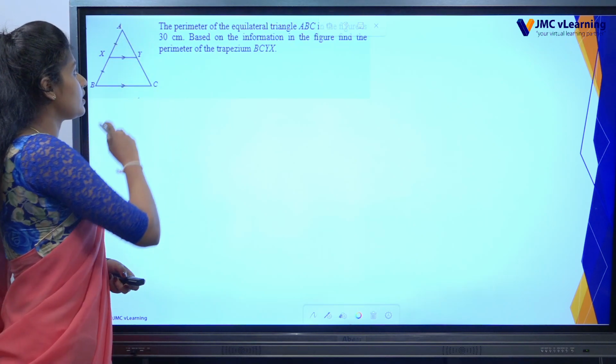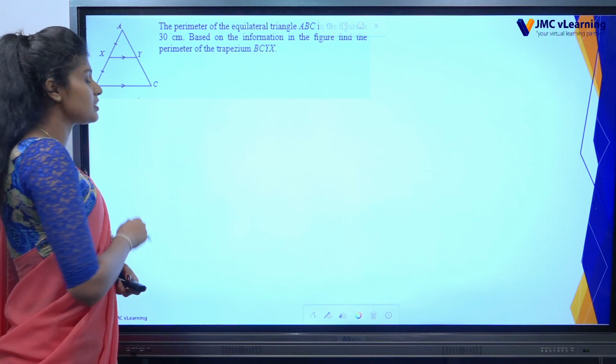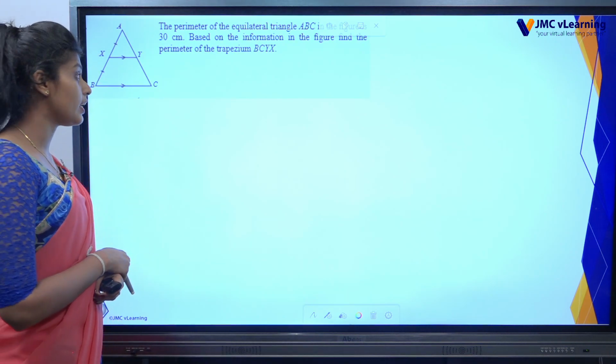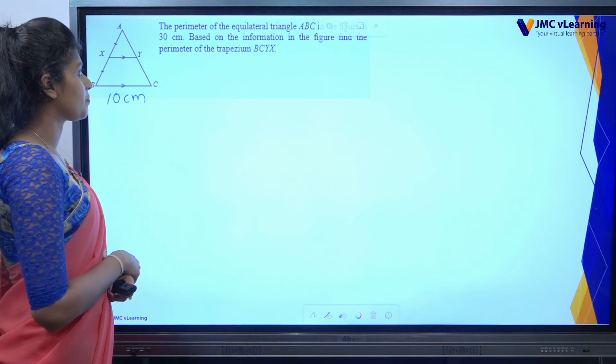The next example: the perimeter of the equilateral triangle ABC in the figure is 30 centimeter. Then this is an equilateral triangle. They have told it. So, what is the length of one side? Equilateral triangle means all the sides are equal in length. That means one side is 10 centimeter.